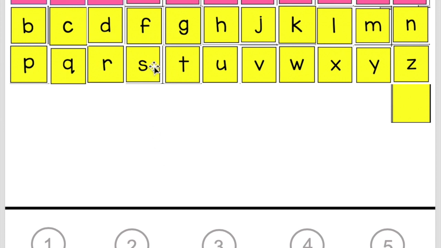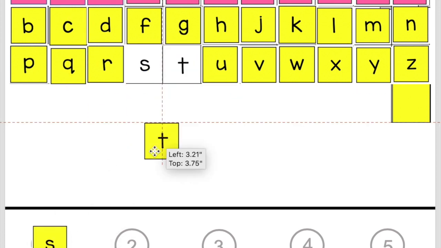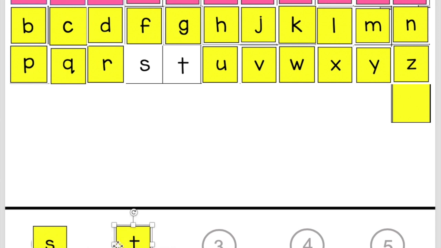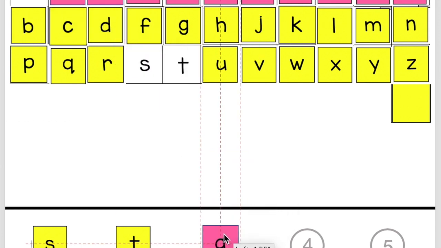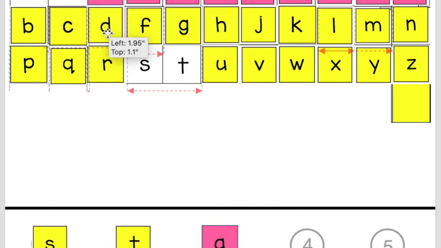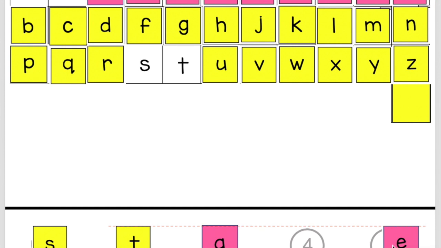Okay, did you hear S at the beginning? I did. St. I heard a blend, but we put them on two different sound dots. St. A. I hear A, the long A sound, so I know it's going to be followed by an E at the end.